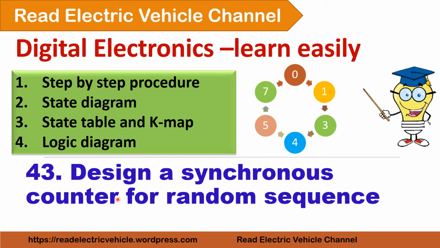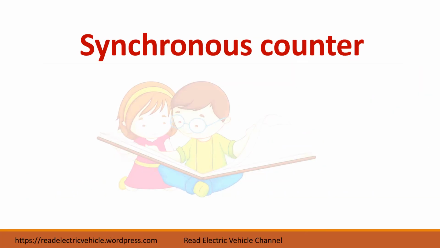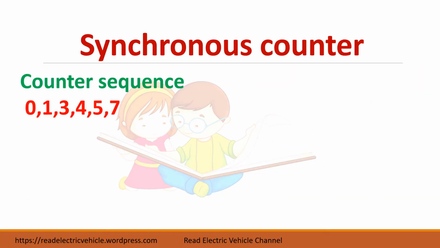In this video, we are going to see how to design a synchronous counter for any given random sequence. So the counter sequence can be anything. For that, we are going to design a synchronous counter. Let us take a counter sequence as 0, 1, 3, 4, 5 and 7. Here you can see 2 and 6 are missing. So we have to design a synchronous counter for this one.